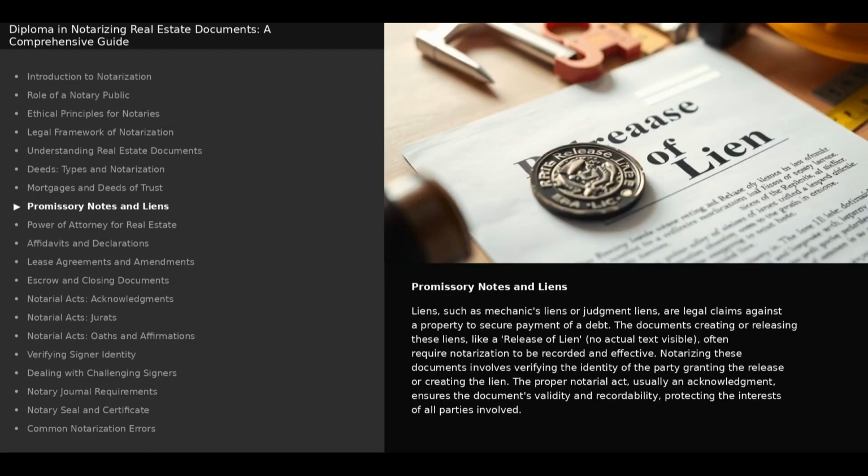Liens such as mechanics liens or judgment liens are legal claims against a property to secure payment of a debt. The documents creating or releasing these liens, like a release of lien, often require notarization to be recorded and effective. Notarizing these documents involves verifying the identity of the party granting the release or creating the lien. The proper notarial act, usually an acknowledgement, ensures the document's validity and recordability, protecting the interests of all parties involved.